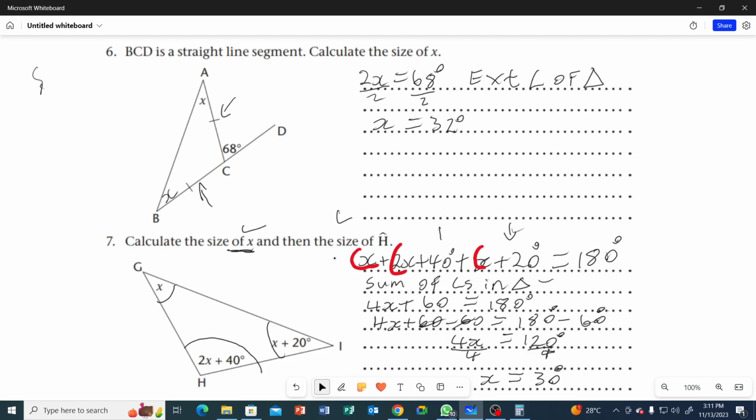So right now we must calculate the size of h. So angle h will be equal to 2 times x, which we found to be 30, plus 40. So 2 times 30 is 60 plus 40 will give us 100 degrees. Now this is the size of angle h. Now let us proceed.